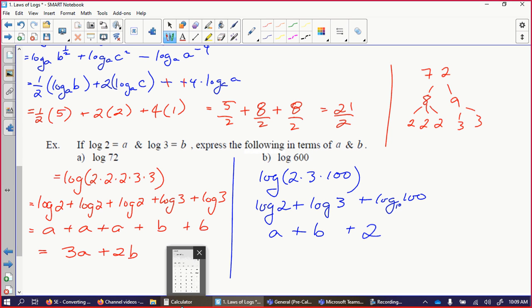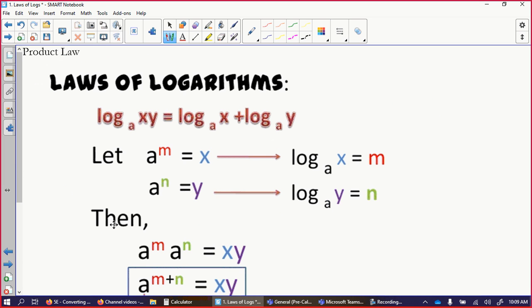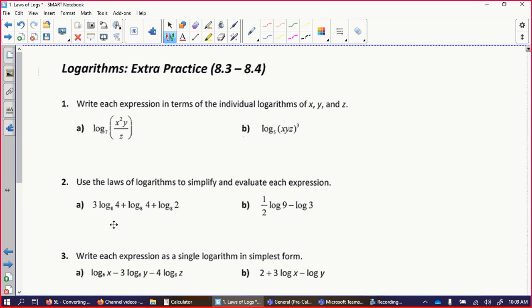So we're going to use different rules. I don't want to be here too long. There's those. Write each expression in terms of the individual logs. So this is the same thing that we just did.